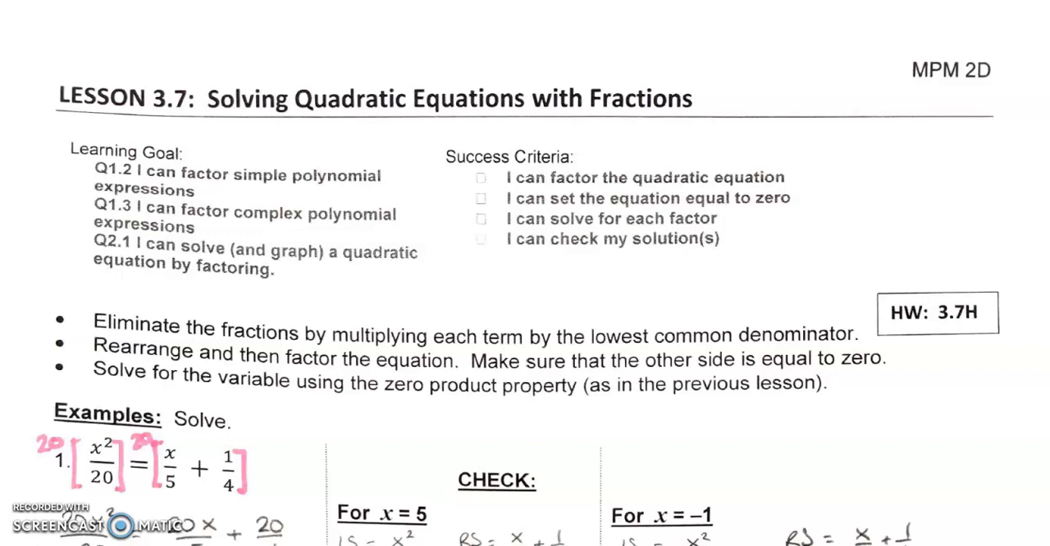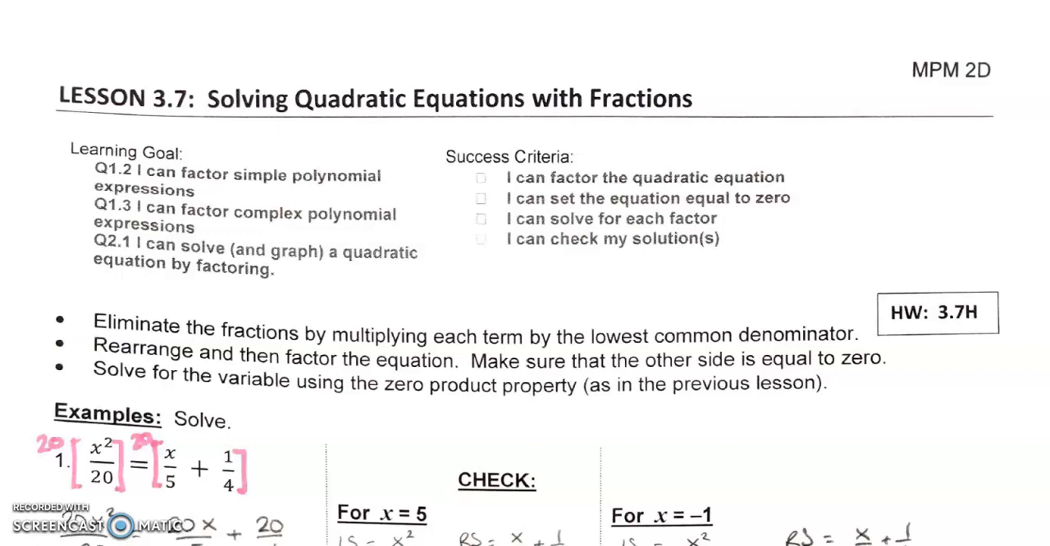This is lesson 3.7, which is on solving quadratic equations, specifically with fractions. So it's a continuation of lesson 3.6, where we were factoring quadratic equations and then solving for the x values, or whatever letter they used. And this is pretty much the same thing, but what happens when we have fractions in the equations, which nobody likes.